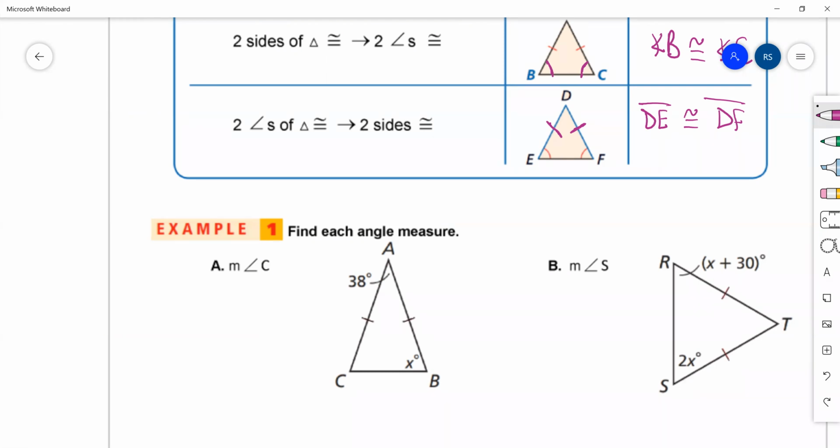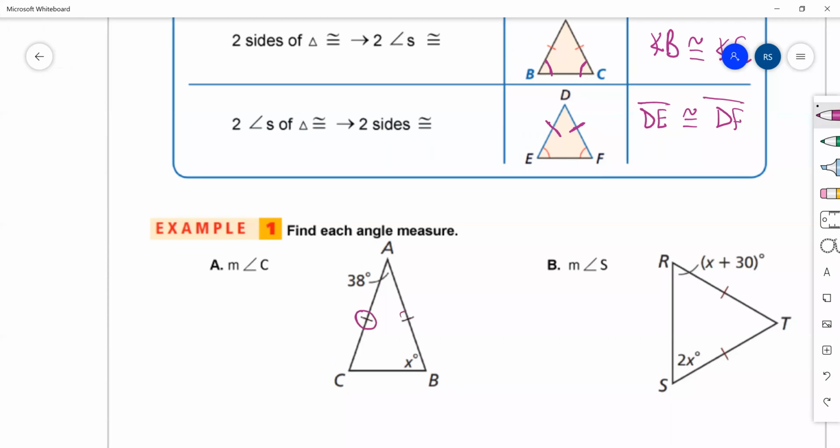So they ask us to find the measure of angle C. Well, what do we know? These two sides right here are congruent, which means this is our base. So the base angles have to be the same, which means this one is also x degrees.